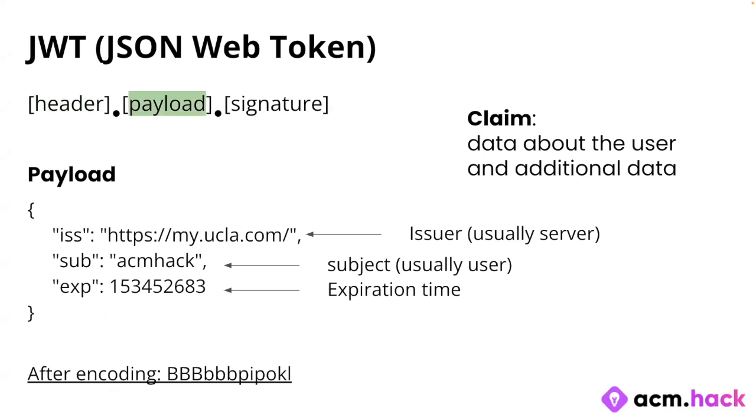Now moving on to the payload. Payload includes a thing called claim. Claim in a JWT token means data about the user and additional important data. For example, it contains issuer, subject, and expiration time. Issuer would usually be the server. In this case, it would be my UCLA website. And subject would usually be a user. In this case, ACM hack ID. And lastly, the expiration time. And let's say that we got some string that starts with BBB for the payload part.